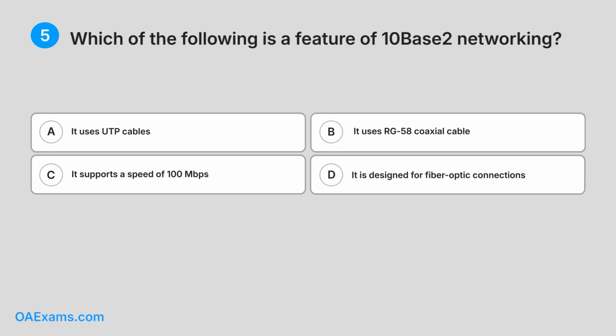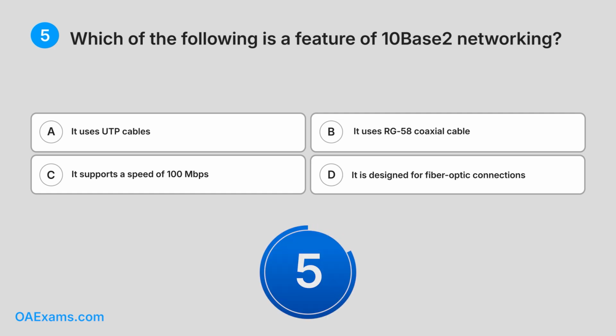5. Which of the following is a feature of 10Base2 networking? A. It uses UTP cables. B. It uses RG58 coaxial cable. C. It supports a speed of 100 megabits per second. D. It is designed for fiber optic connections. Do you know the answer?